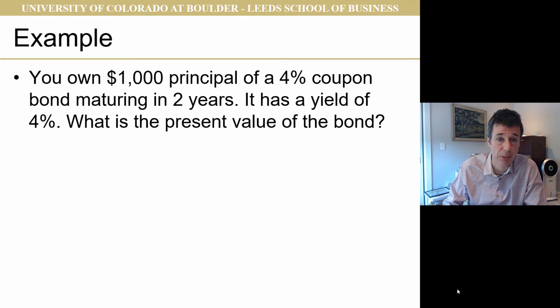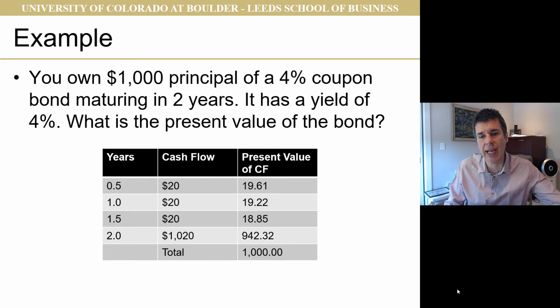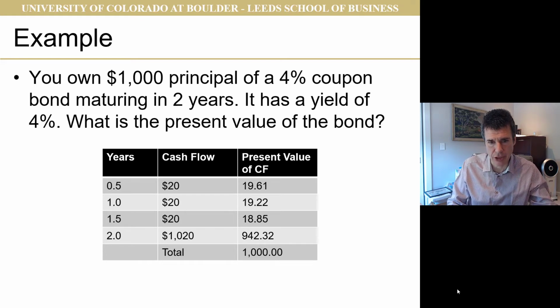Okay, so let's do an example. You own $1,000 of principal of a 4% coupon bond maturing in 2 years. It has a yield of 4%. We want to find the present value of this bond. So let's look through. We have cash flows in half a year, 1 year, 1.5 years, and 2 years. Those cash flows are $20 each, right, for the first three. And the last one is $1,020. Right, the principal plus the $20.